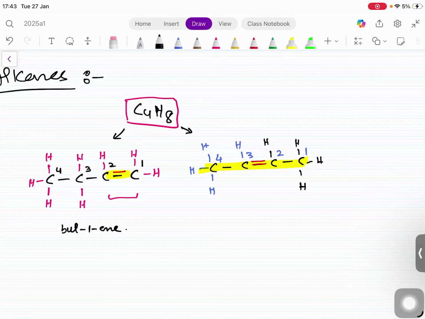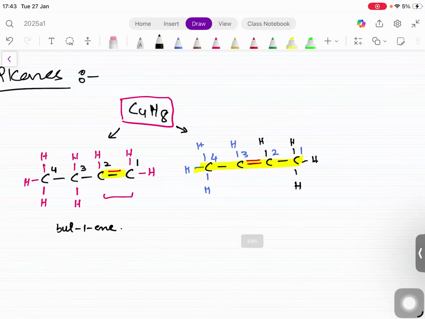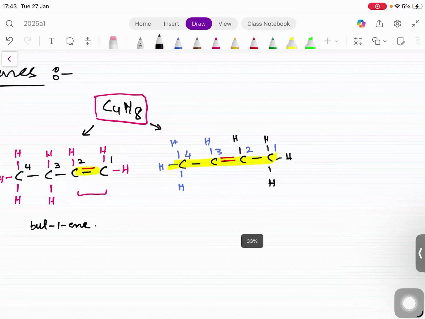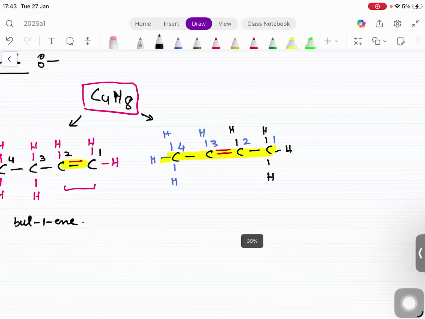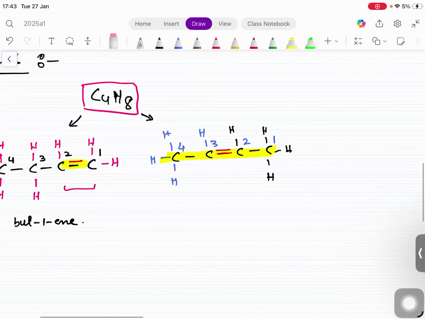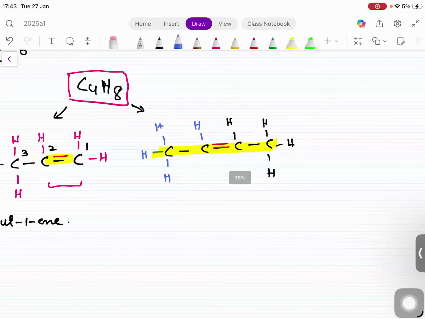Ene is the double bond. And whenever in organic chemistry you put any number, you have to put a dash before it. Because in normal English language you use spaces, but over here there is no spacing. It's one word, but-1-ene. Just like that, it is one word, but-2-ene. So this is but-1-ene, and this is but-2-ene.